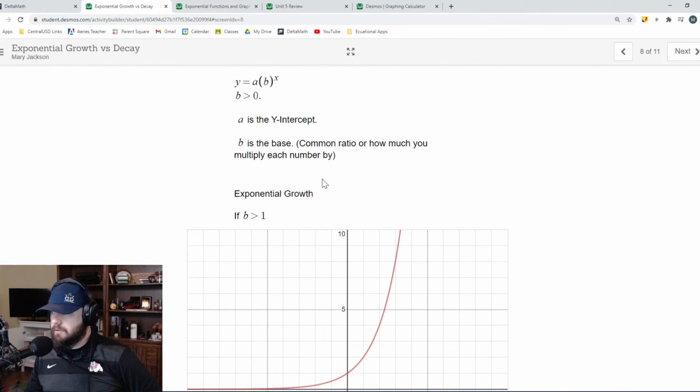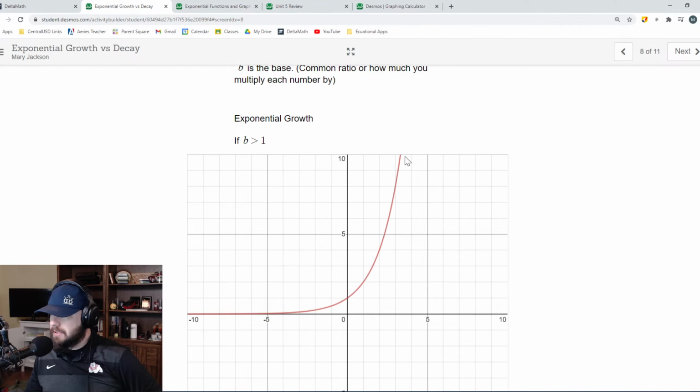I gave you these notes. You had to add this right here. When b is bigger than 1, we're going to have a shape that looks kind of like this. It's not going to be this every single time. It's going to be slightly different. We might have a different y-intercept. If this is really big, it'll be really close to our y-axis. So it just kind of depends. But in general, you're going to have a shape that looks like this. And that's going to be called our exponential growth.